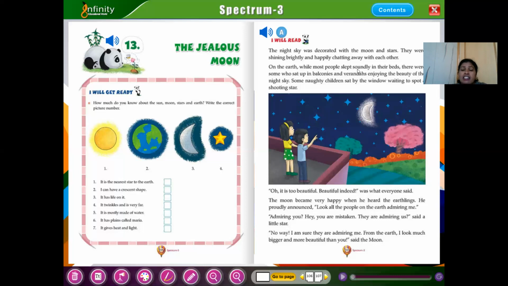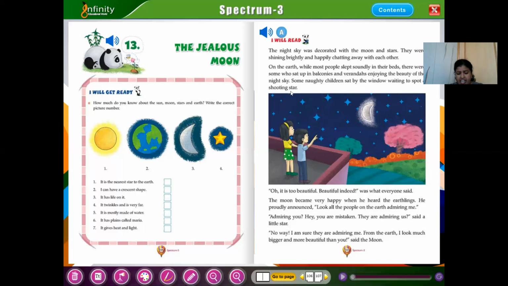So some of them are sleeping very soundly, and some of them sat up in balconies or verandas, enjoying the beauty of the night sky, especially on a full moon day, children. On a full moon day, the sky is very beautiful. And some naughty children like you, they also sit by the windows. They are sitting beside the windows, waiting to spot a shooting star.